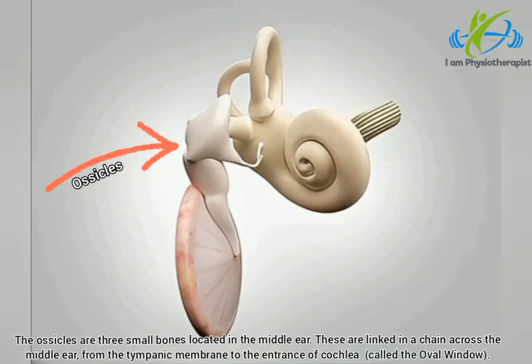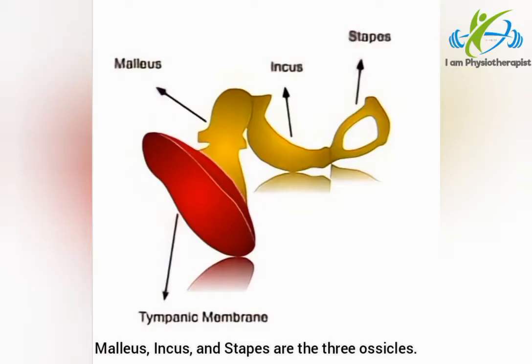Ossicles are three small bones located in the middle ear. These are linked in a chain across the middle ear from the tympanic membrane to the entrance of the cochlea, called the oval window. Malleus, incus, and stapes are the three ossicles.